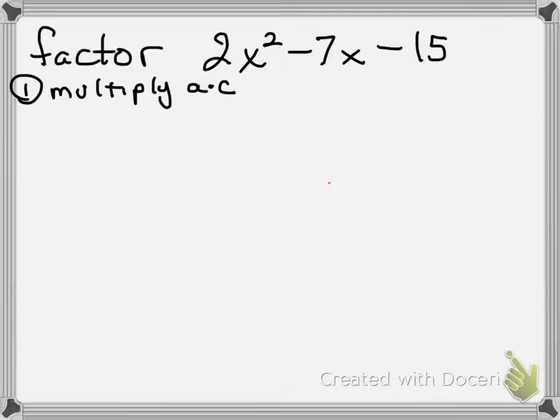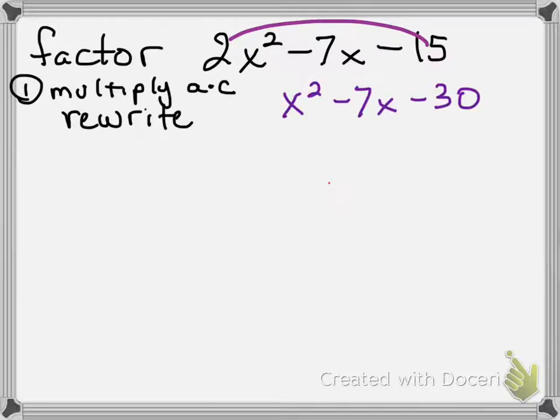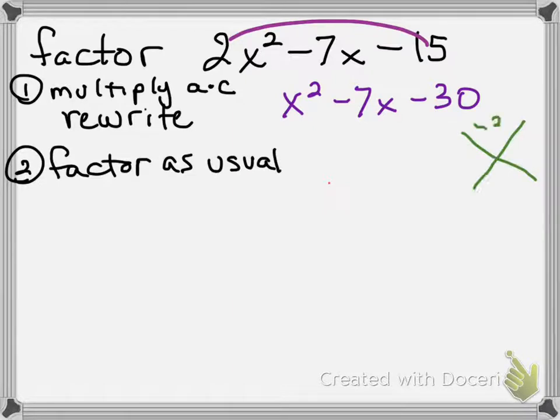So the first step is you multiply a times c. A is in front of the x squared term and c is the last number. And then you rewrite it. So you've got x squared minus 7x minus 30. The next thing you're going to do is factor it as usual.